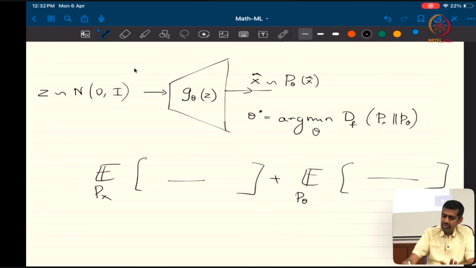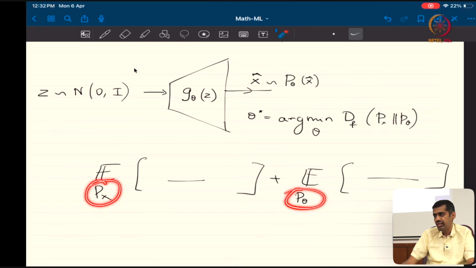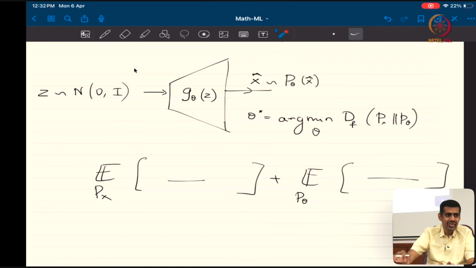You invoke the law of large numbers and say that these expectations can now be estimated because I have samples from Px and samples from P theta. That is it, and this becomes the so-called loss function for the entire generative model. That is how the math works out. I will not do that, I will just write down this loss function and tell you how to do it algorithmically, because it is a part of your third assignment.